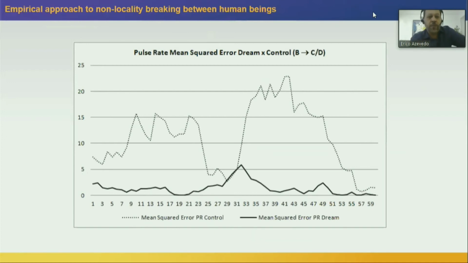What is really strange here is that in the control group, when the reading starts, you see that the pulse rate mean squared error comes basically near to what is happening in the experimental group. So what does that mean?